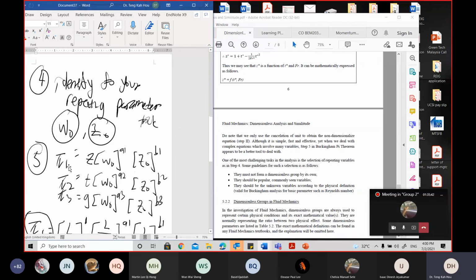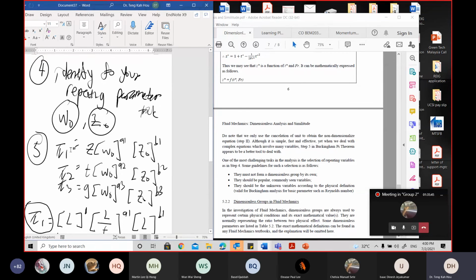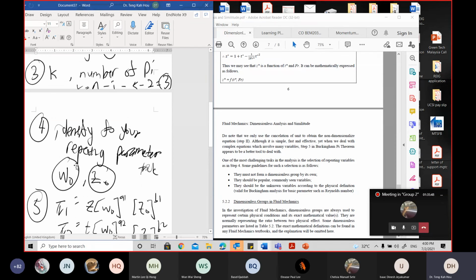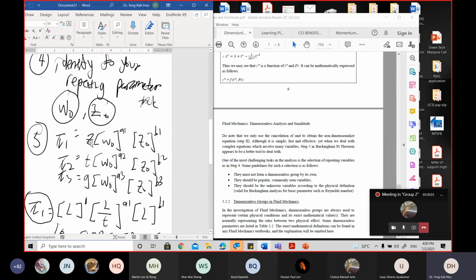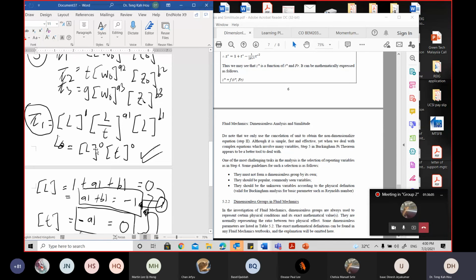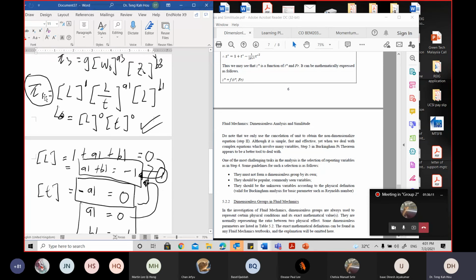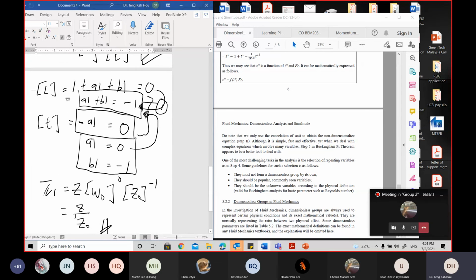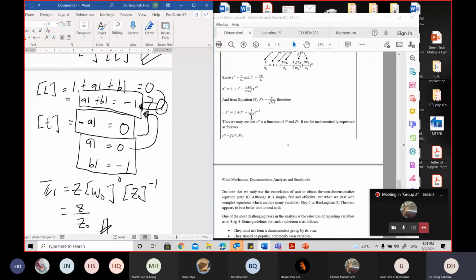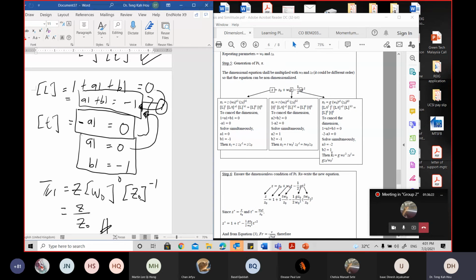And 5 steps, write down all the formulas for your pi1 up to the pi3. Depends how many pi do you have. How to write this is based on what is not selected, put in the first place, and then put your repeating parameters as A1, B1, A2, B2, A3, B3. And then start the calculations. Okay, once you calculated, you get the pi1 equal to certain equation, pi2 equal to certain equation, and pi3 equal to certain equation, just like over here.